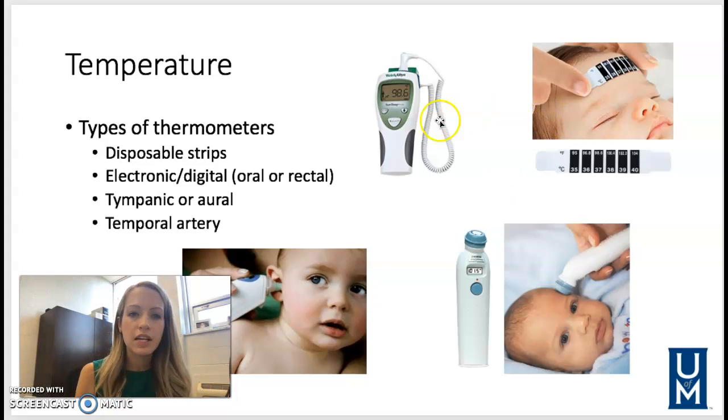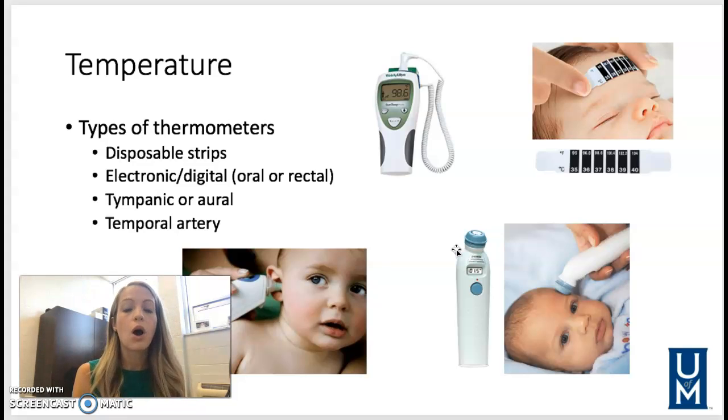Our next type is electronic or digital, and you'll see that here. You can actually use these orally or rectally or even axillary, which we'll talk about in just a minute. But know that you can use these in different areas, but they're the same type of thermometer. So it's an electronic one, and it works: you just place it in and it pops up the number that it's reading.